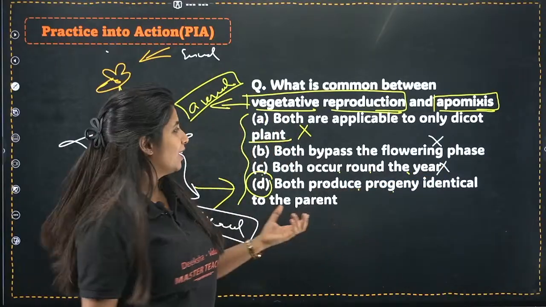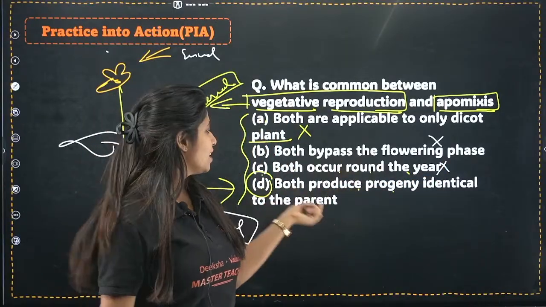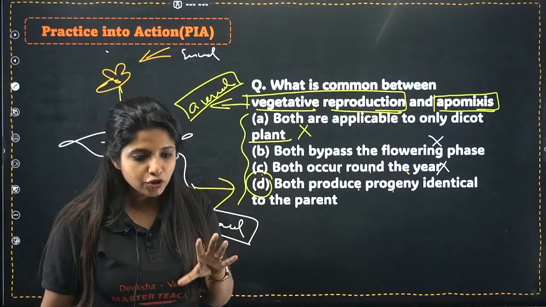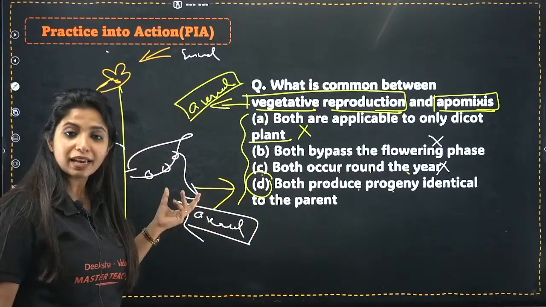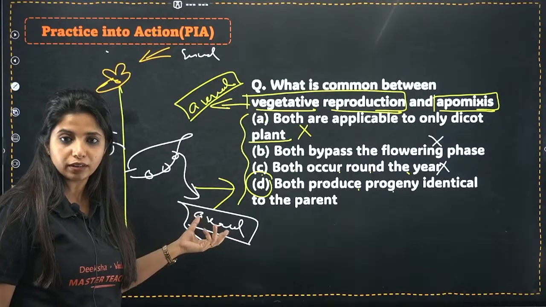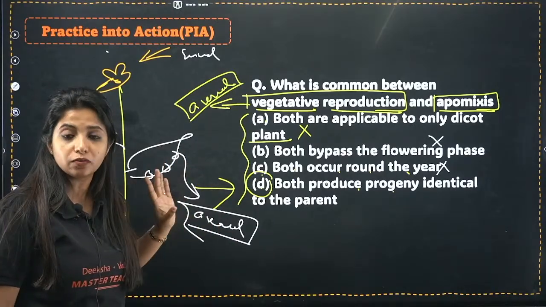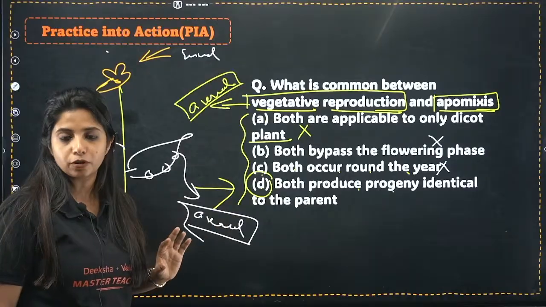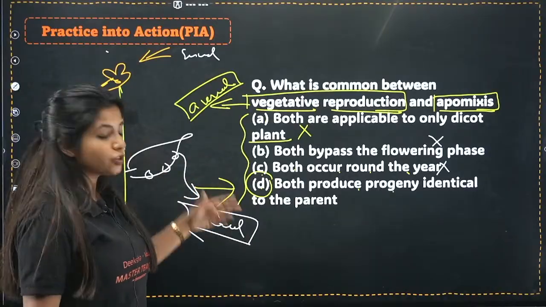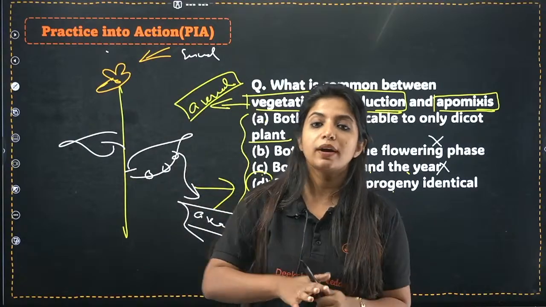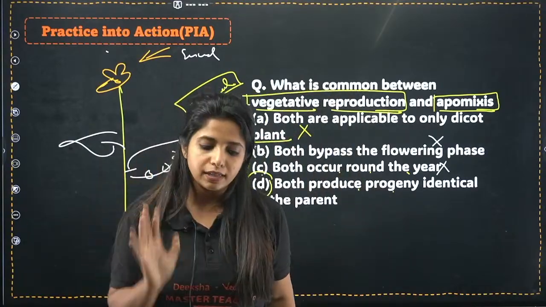We do not know, and it may not. Both produce progeny identical to the parent. This is a pretty sure thing. Over here, this is going to produce exactly similar progeny because it's a vegetative part. There is no sexual reproduction. It is asexual. Only one parent is involved. Definitely, the progeny is going to look like the parent plant. Similarly, in apomixis, only one parent is involved, which is why the progeny will again look like the parent itself.